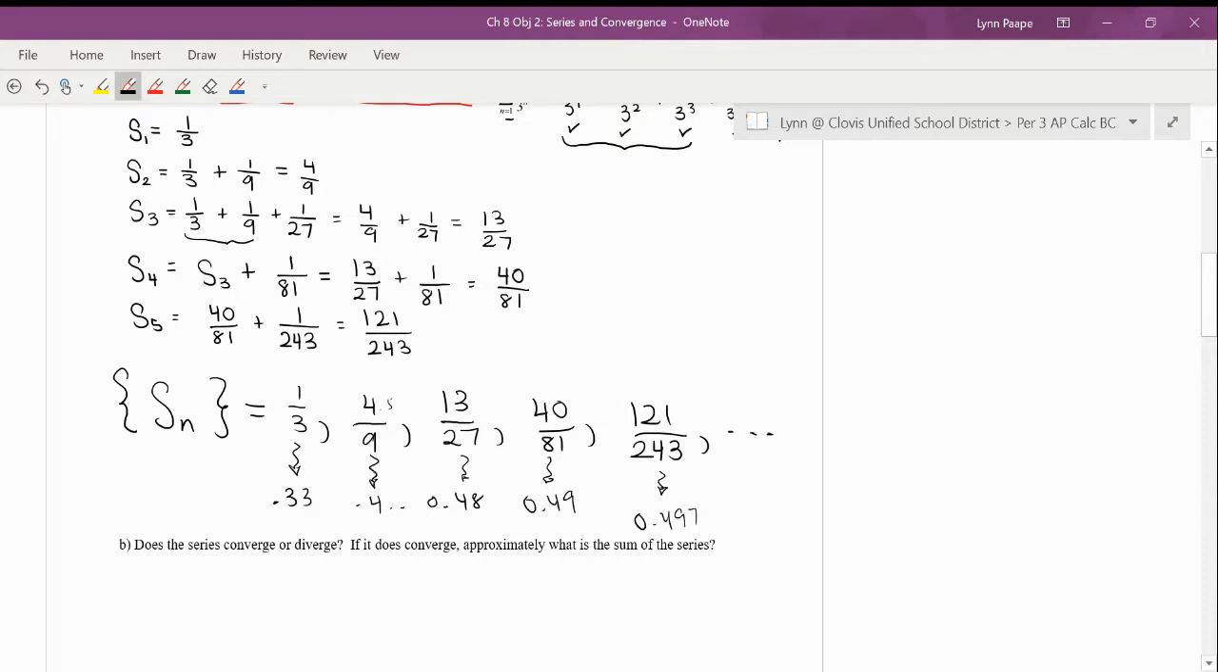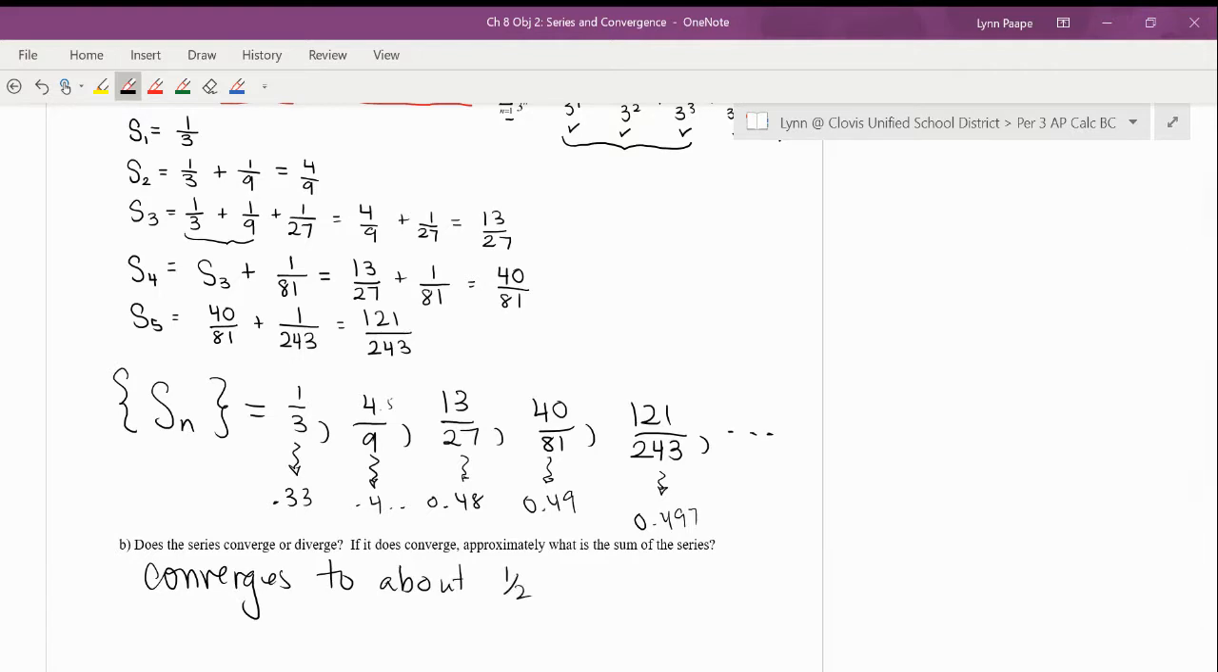So if I'm looking at all of these numbers, half of 27 is 13.5, half of 81 is 40.5, half of 243 is 121.5. And if I look at all of this, yeah, it looks like this is leveling out, and it looks like it is converging, right? Because the sequence of partial sums looks like it's converging to 1/2, then my series converges as well. It looks like it's converging to about 1/2.